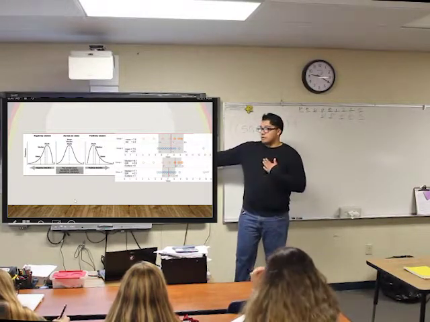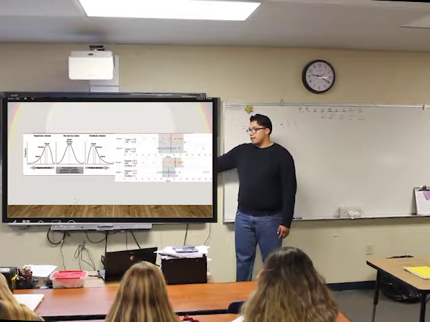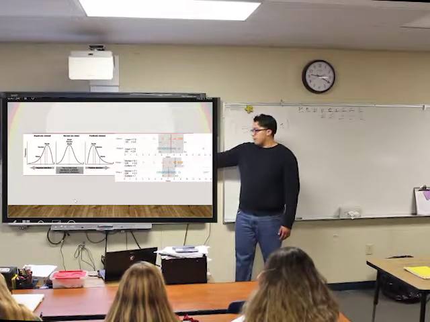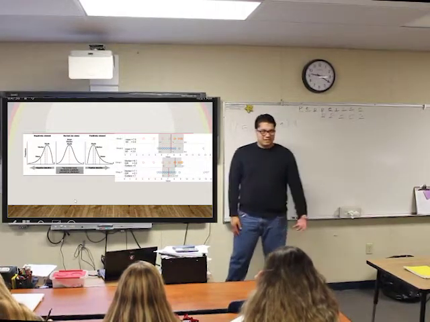Where would you want to be? I'll be in the orange group. If I had to choose, I'll be in the orange group. I don't want to be based on someone else's grade. I'd rather be based on the teacher's grade or my grade. Okay? I get to decide. Make sense?